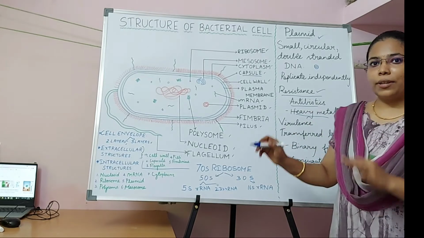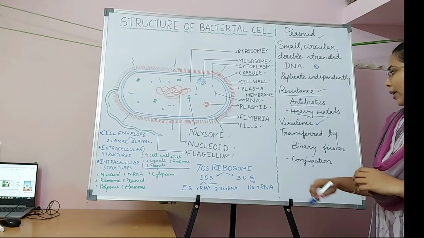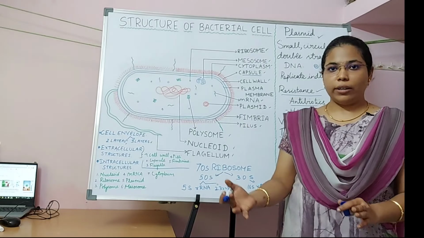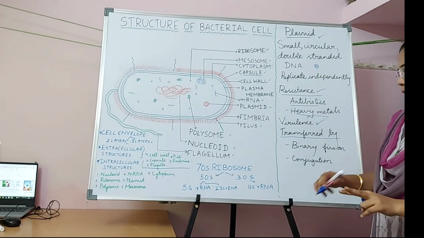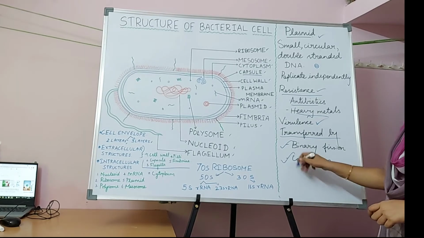If a plasmid is present, it means that bacteria will be a virulent one, and this plasmid can be transferred from one bacteria to another in two ways. One is by binary fission and the other is by conjugation.